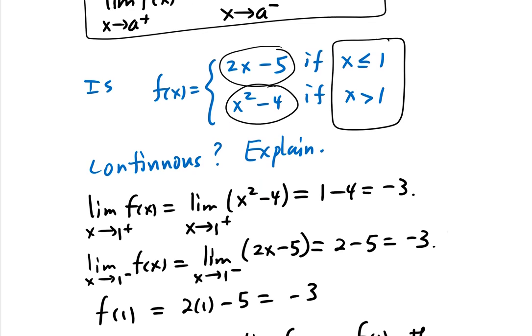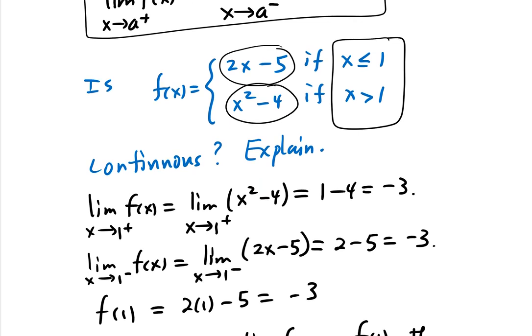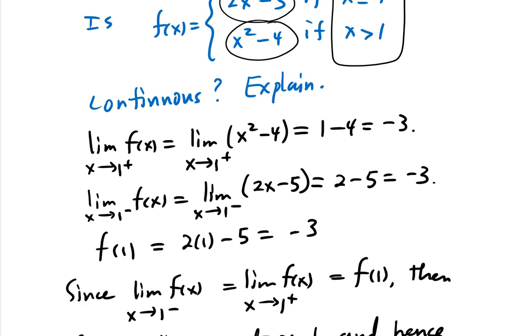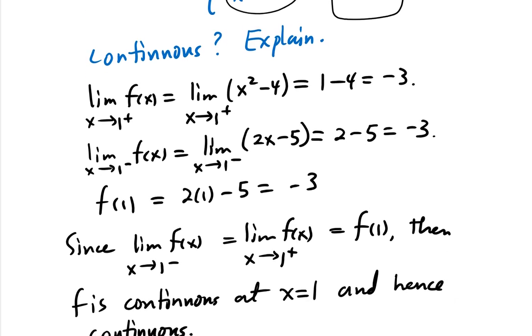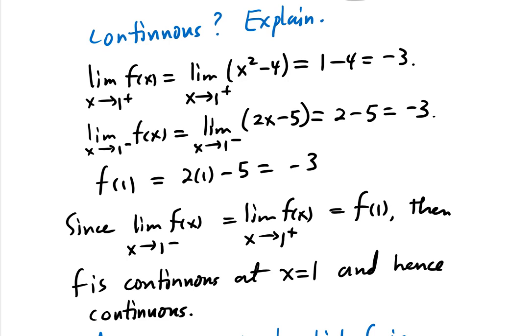And then the next one is f of 1. F of 1 would be 2 times 1 minus 5, which is negative 3. Notice they're all the same. Since the limit from the left, the right, and at 1 are the same, we say the function is continuous at x equals 1 and hence continuous.